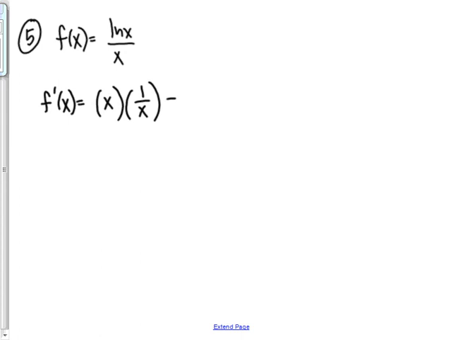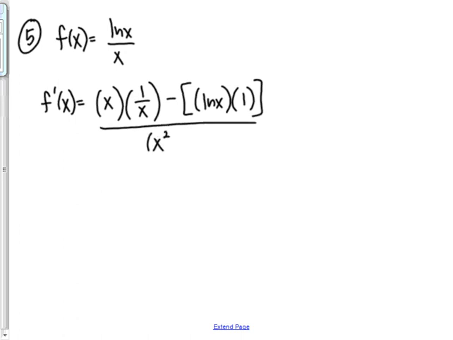Low d high minus, all right, high d low. What's the derivative of x? Just a 1 over the low squared. All right, so these x's would cancel. Just leave me with the 1 there, and then it'd be 1 minus natural log of x times 1 is just natural log of x over, I should have written the low squared, which would just end up being x squared.